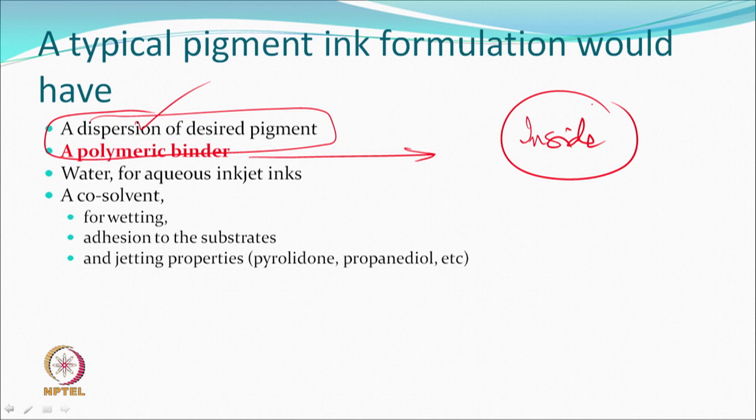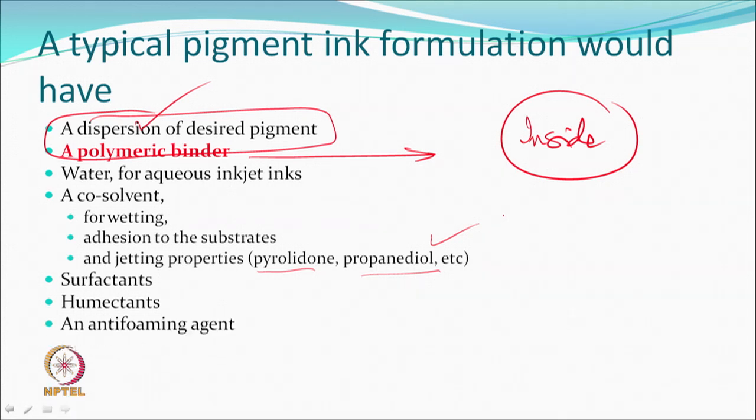Some examples of compounds which can be used are pyrrolidones or propane diols, etc. Surfactant, which obviously modifies the surface tension, and humectants, because sometimes when we are drying, it should not become such that everything is too dry. So, a bit of moisture may be advisable, after drying particularly.